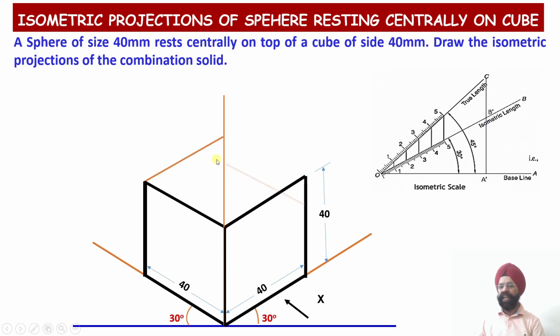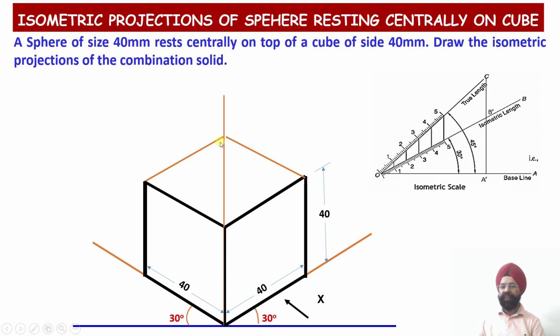Why? Because a certain portion of these two edges will be covered by the sphere which is going to be resting over here. You see, once I put the sphere over here, it is going to cover a certain portion of these two edges. So the remaining two edges corresponding to the top face have not been drawn dark. Rather, light construction lines have been drawn over here to begin with.